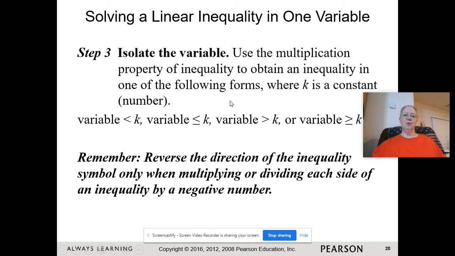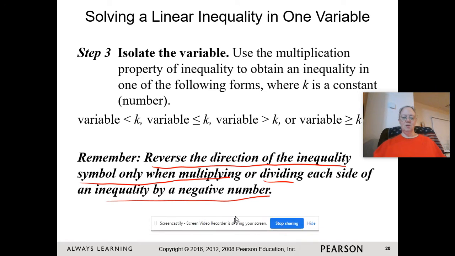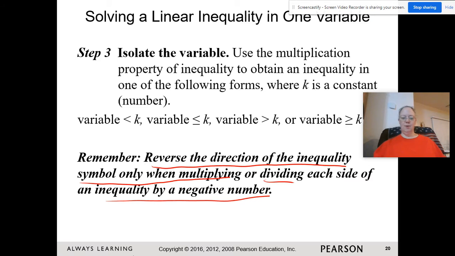And you're going to multiply or divide by the coefficient of the variable, keeping in mind that you may have to reverse the symbol if you are multiplying or dividing by a negative number. So this right here, don't forget, reverse the direction of the inequality symbol only when multiplying or dividing by a negative number. Okay, so if you multiply or divide by a positive number, do not reverse that symbol. Let's get that out of the way.